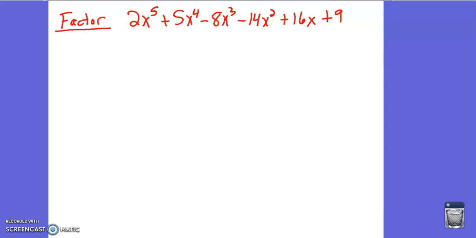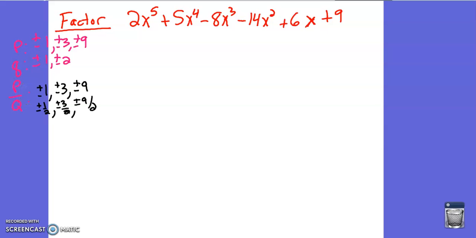So what we're going to do is P over Q again, and write all the possible rational zeros. So the Q and the P. Plus or minus 1, these are possible factors, plus or minus 3 and plus or minus 9. And then plus or minus 1 and plus or minus 2. And then we're going to do P over Q. So I found all the possible rational zeros.